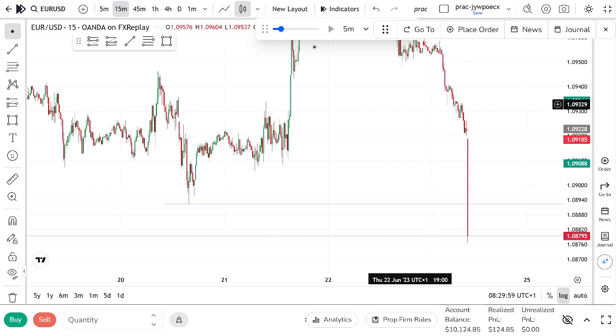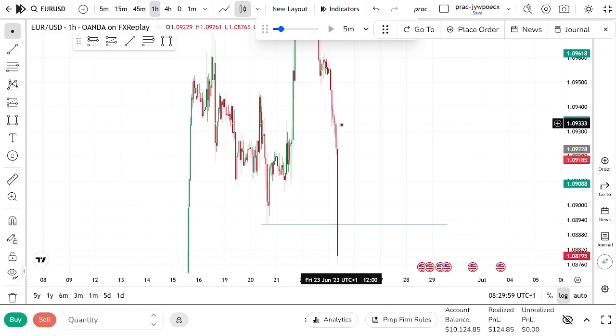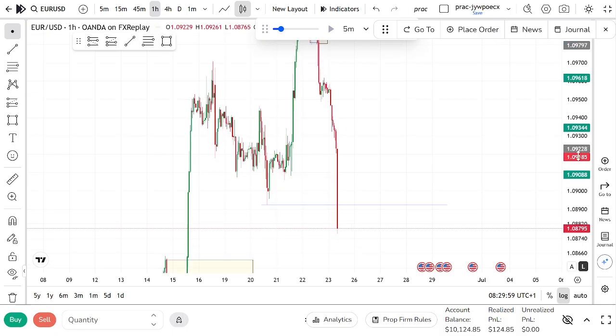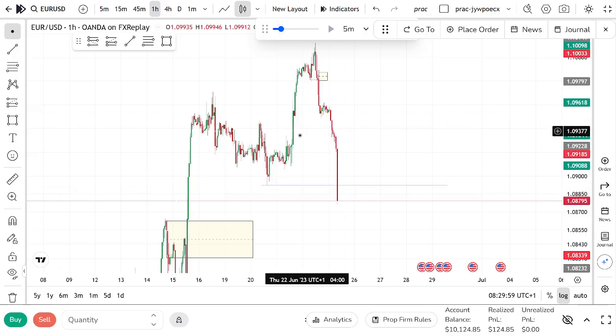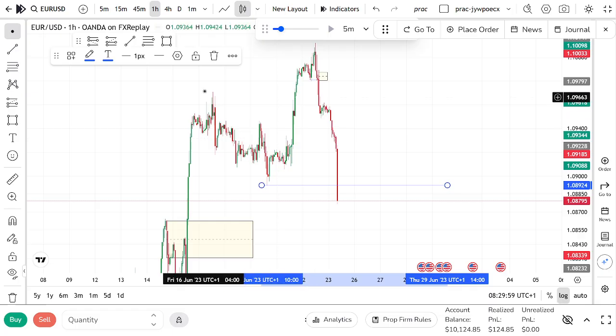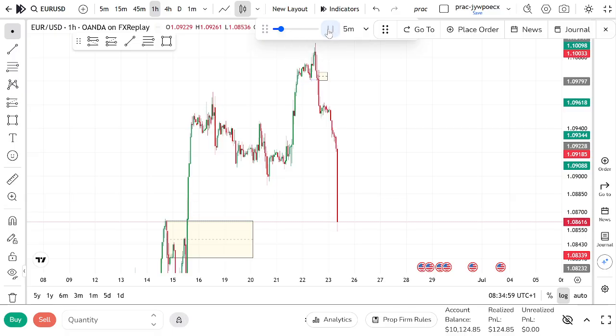Let's check 1 hour. So normally, if you've entered from around this level that we're looking for, probably will have hit take profit. But price did not give me a re-entry. So I will have not entered this trade. Let's continue playing price to see.